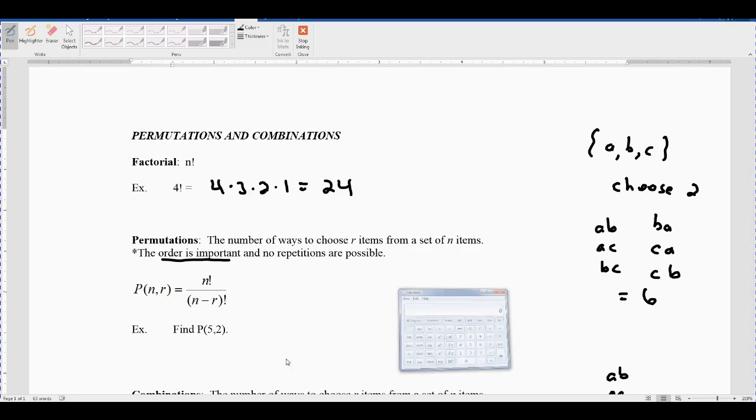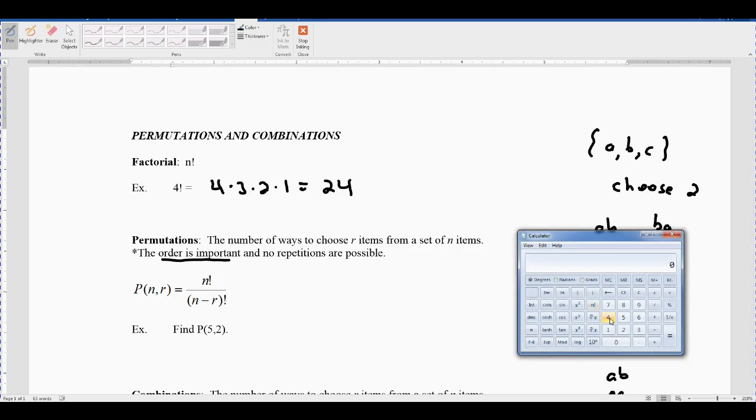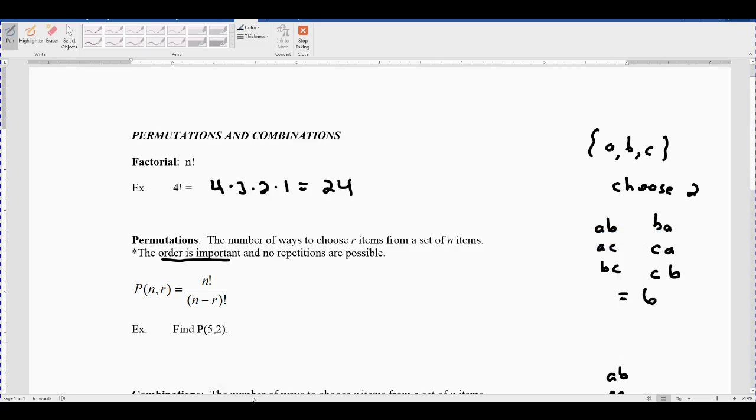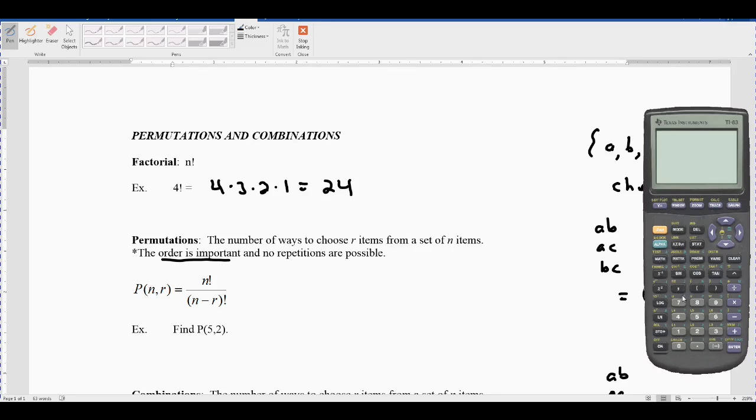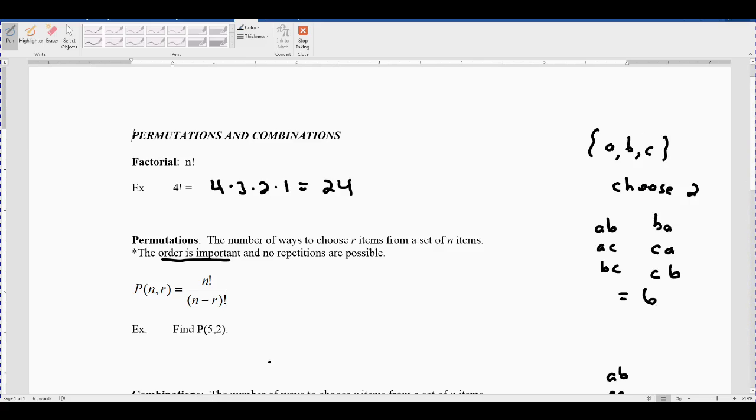Now in your calculators you may see this. This one has it right there. If I hit 4 and then that button, you'll see the 24. If you have a graphing calculator, like the TI-83, I hit the 4 first, then the math key, and go over to PRB, probability. Then you can go down to 4, or hit enter, or just hit 4. You'll see the factorial pop up, then hit enter, and you'll see the 24. So, an easy way to do that.